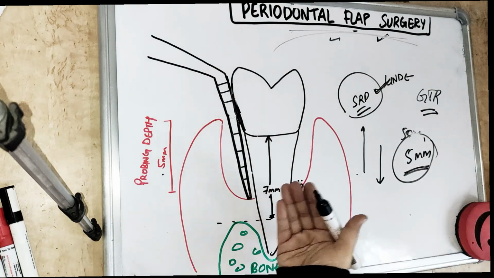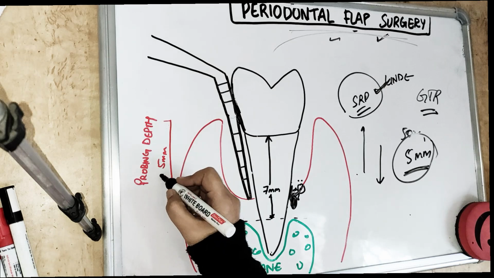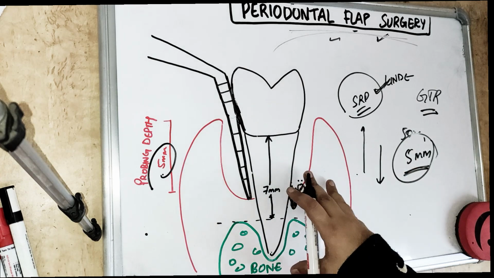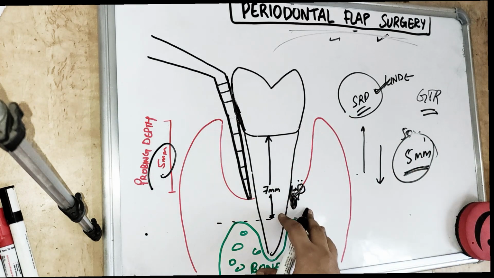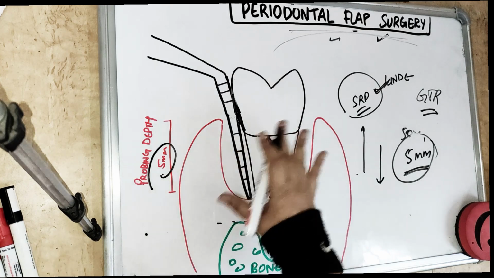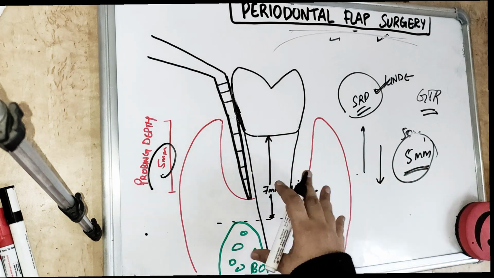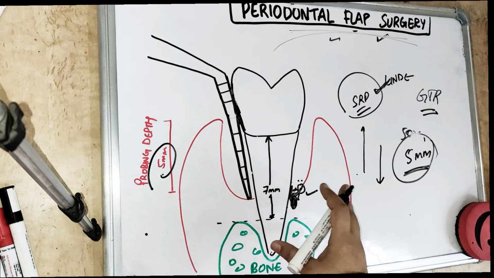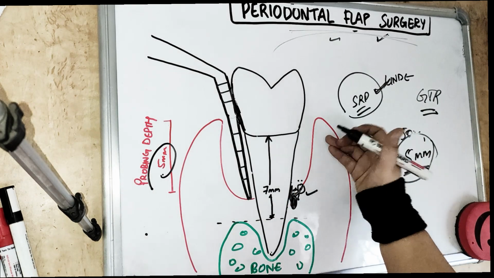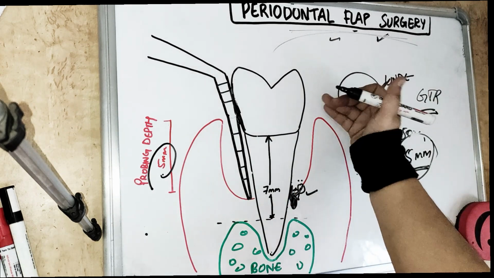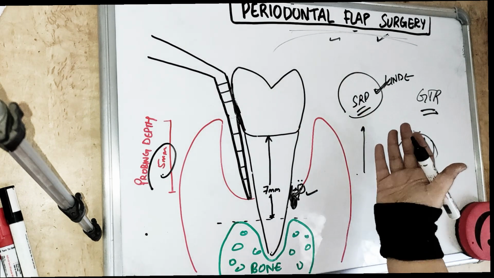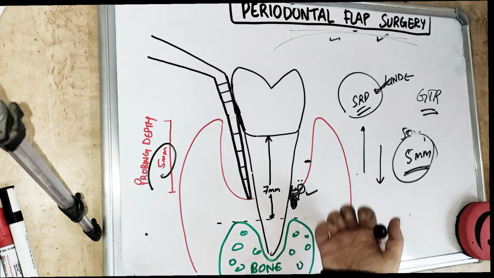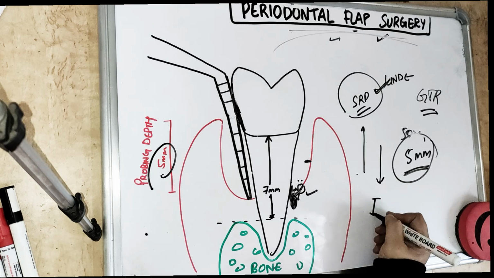We can do this in case of an active pocket in which the pocket depth is more than 5 to 6 millimeters, and for accessibility to get a proper root debridement in order to reduce the pocket depth, or to do any mucogingival surgery. If there is any mucogingival deformity, if any inflammation is there, or if we want to shift the gingival margin either apically or coronally in order to remove the periodontal pocket, in order to reduce the height of the pocket, or if we want to do it apically, we are shifting it down in order to see the furcation involvement.